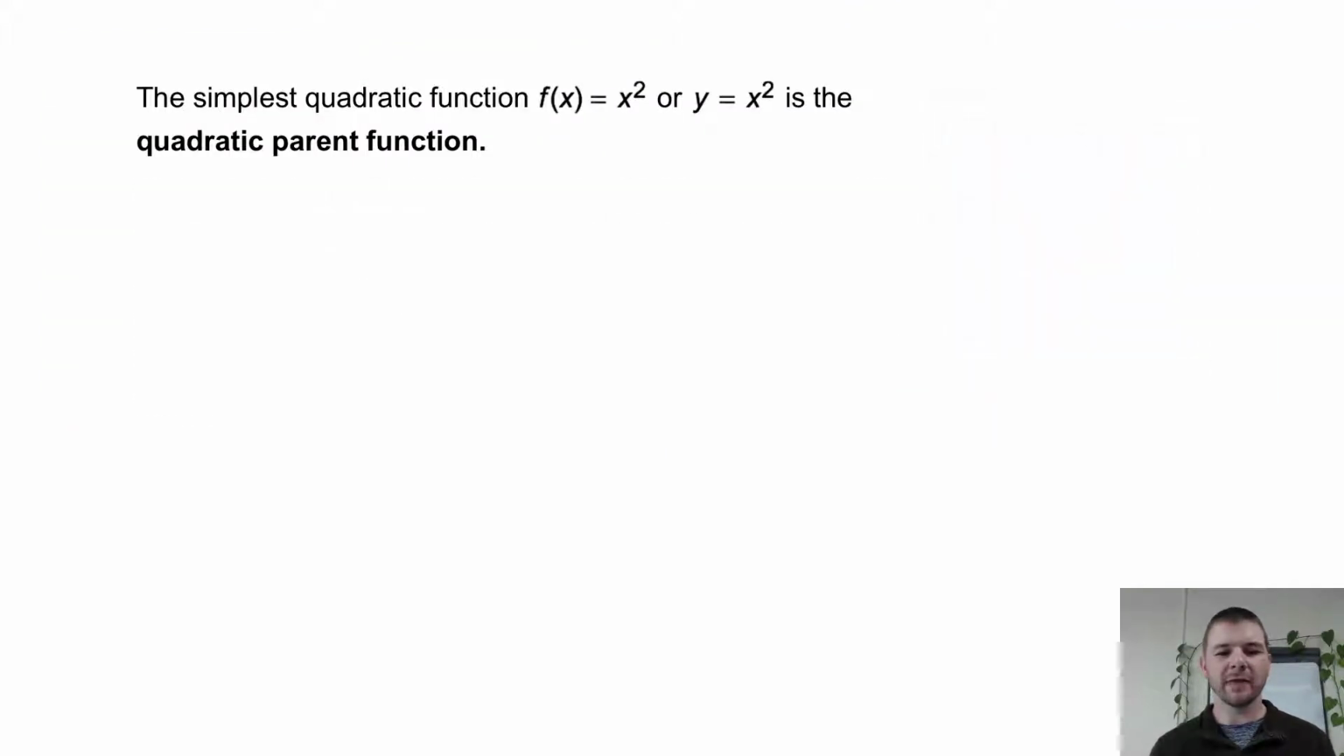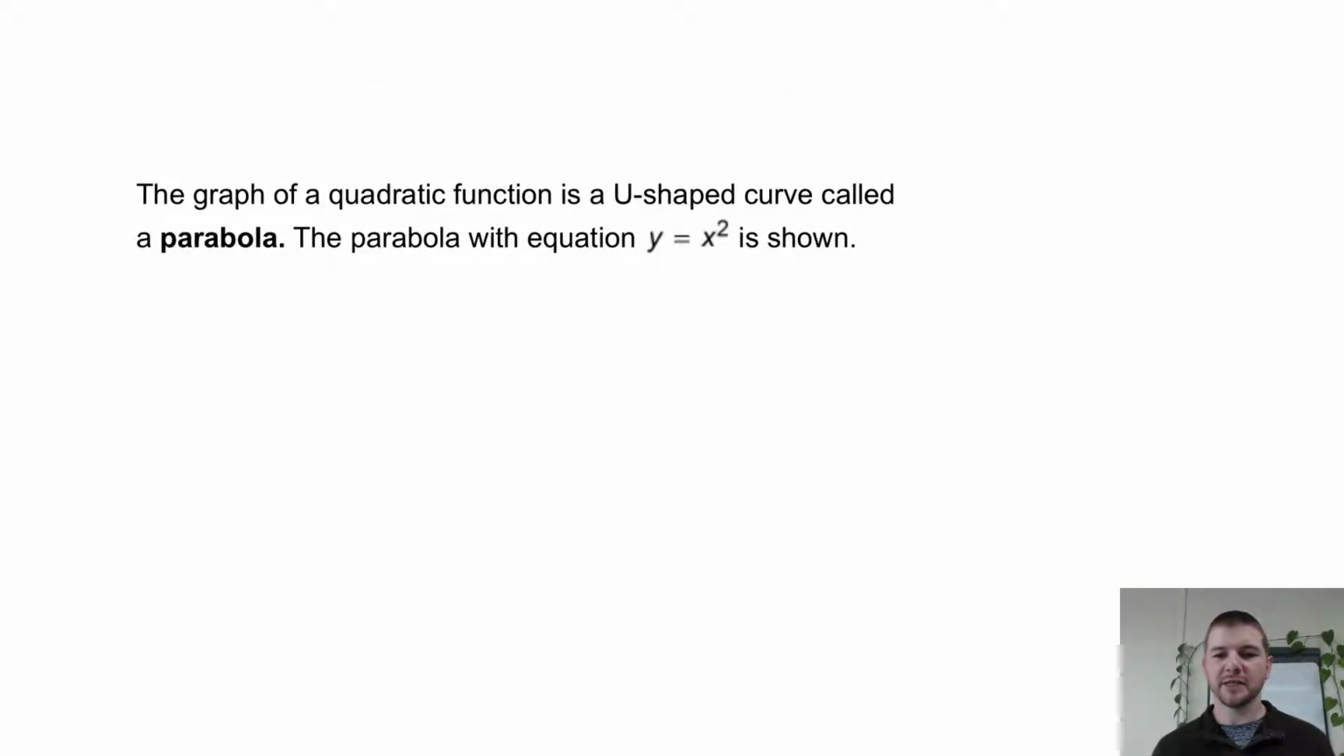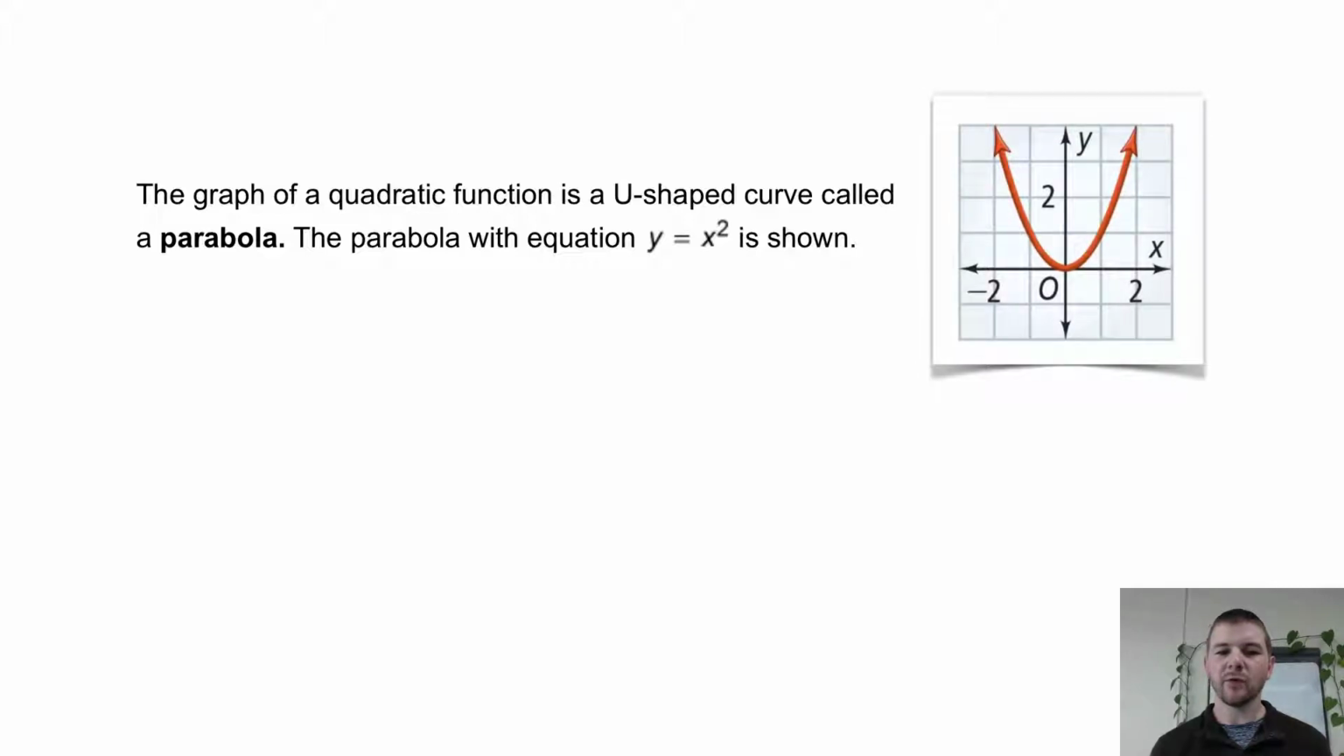The simplest quadratic function, f of x equals x squared, or y equals x squared, is the quadratic parent function. The graph of a quadratic function is a U-shaped curve called a parabola. The parabola with equation y equals x squared is shown at the right.